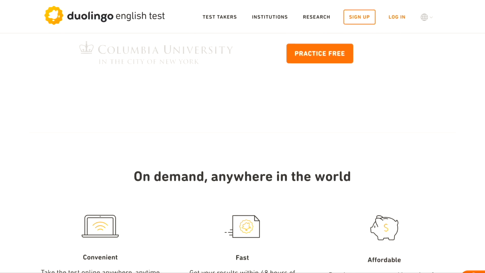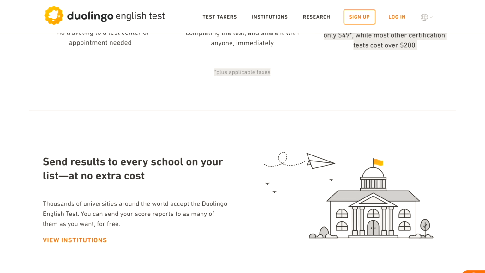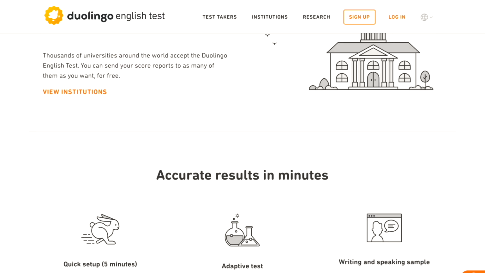The few apps that I'm going to be recommending today, one of them is Duolingo. And Duolingo is best for daily lessons and practice. It's a very fun and easy learning app.